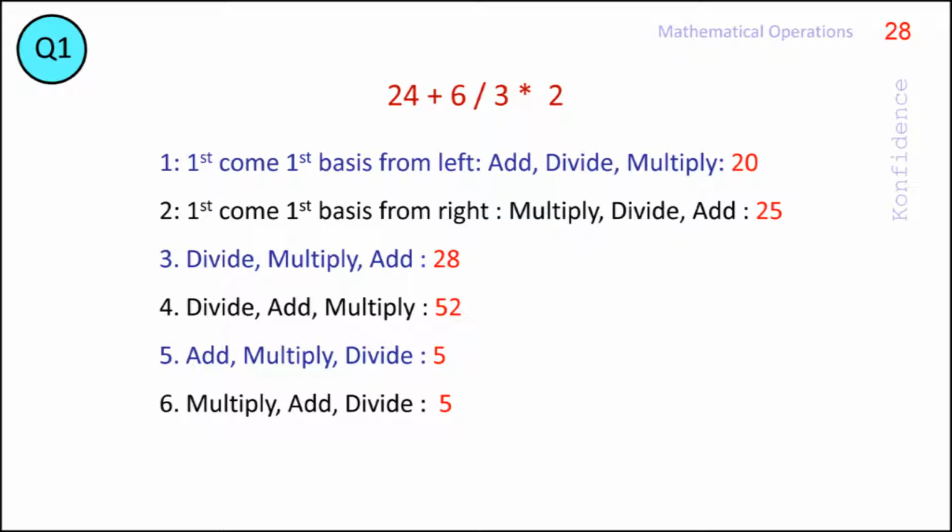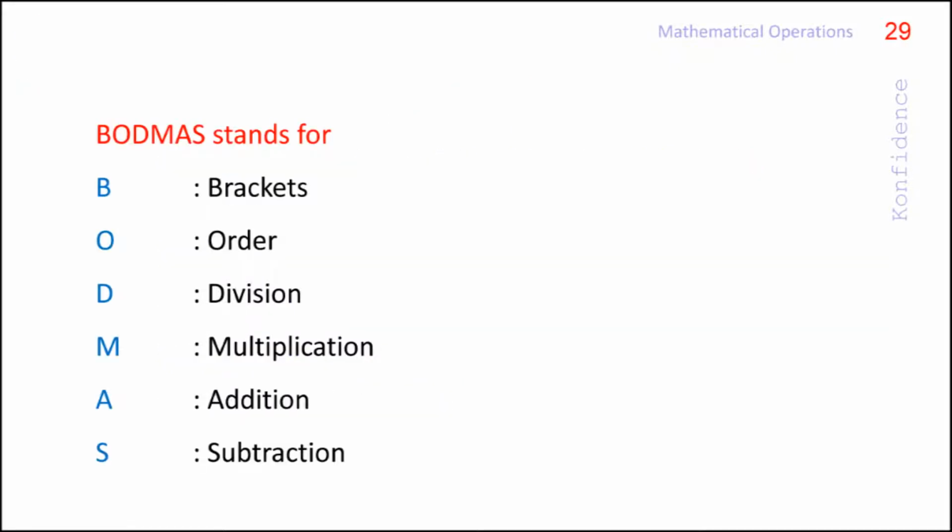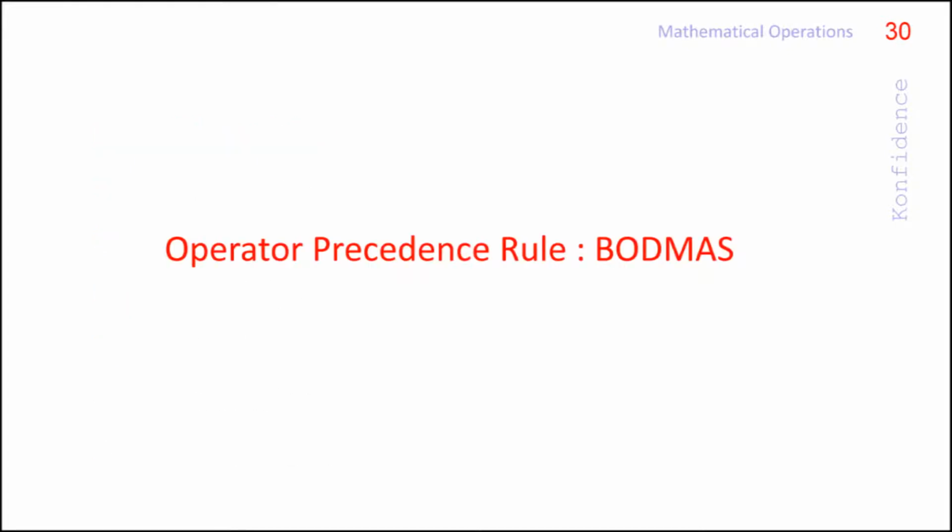In order to ensure that there is no confusion of this kind, there is a convention or rule that is followed across the world regarding the order of mathematical operations. It can be encapsulated in the easy to remember mnemonic BODMAS, which stands for brackets, order, division and multiplication, followed by addition and subtraction. This rule, which is used to clarify the order in which the procedures should be performed in a mathematical operation, is sometimes referred to as the operator precedence rule.